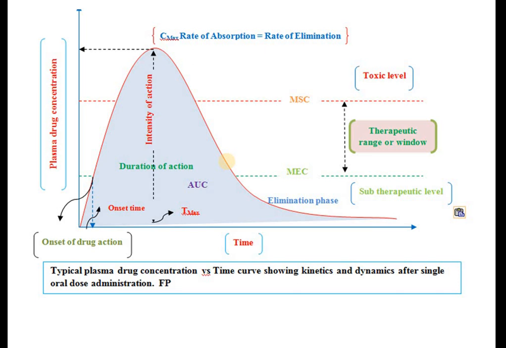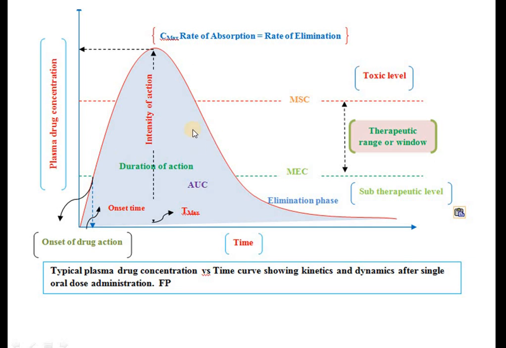Is that clear? So it is a typical plasma drug concentration versus time curve showing the kinetics and dynamics after a single oral dose. Okay, so what are the kinetics and what are the dynamics in this diagram? First of all, this is kinetics: Cmax, then onset time, onset of action, then this Cmax. Then area under curve. Whatever area is there under this curve is also kinetics.